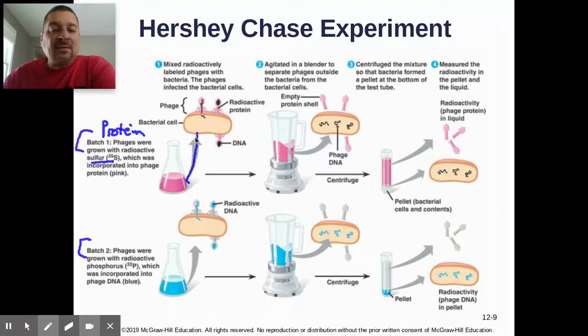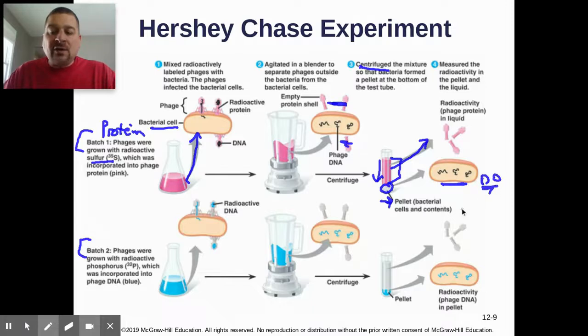They let them infect the bacterial cells, and then they put them in a blender. They agitated them, and what that did is it shook off the stuff on the outside, and then they centrifuged it. Okay, spun it real fast, and all the bacteria went thump. They're heavier, so they went down to the bottom of the test tube in this pellet. And what they found was the radioactivity was in the supernatant. The supernatant is just the liquidy part up here. And the pellets with the bacteria had no radioactivity.